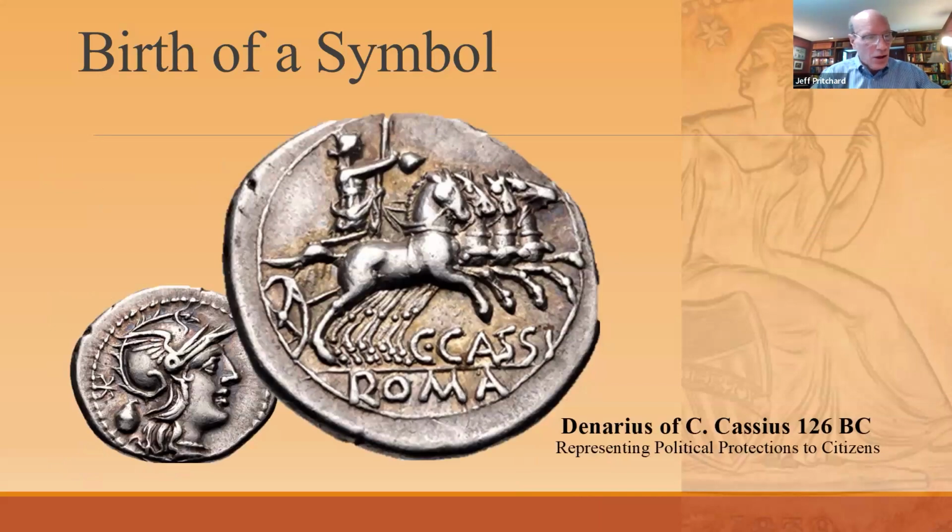It wasn't long until those 2 symbols were expanded to represent not only freedom from slavery, but also freedom from political tyranny and even freedom from religious oppression. This is the earliest numismatic representation of that, a denarius of Caius Cassius from 126 BC. You can see on the reverse Libertas driving the chariot, holding the staff in one hand, and the pallias, the Liberty Cap, in the other.